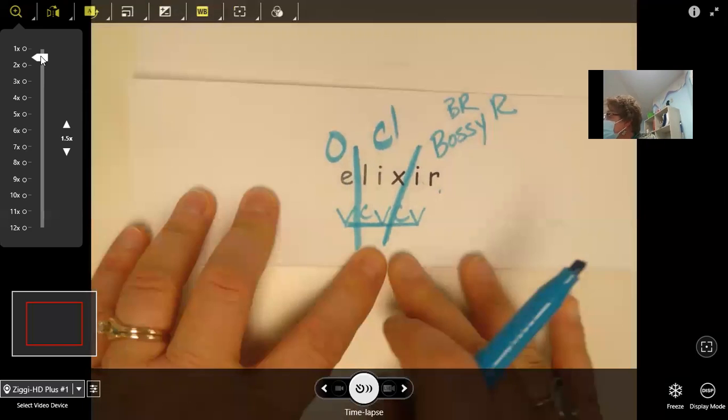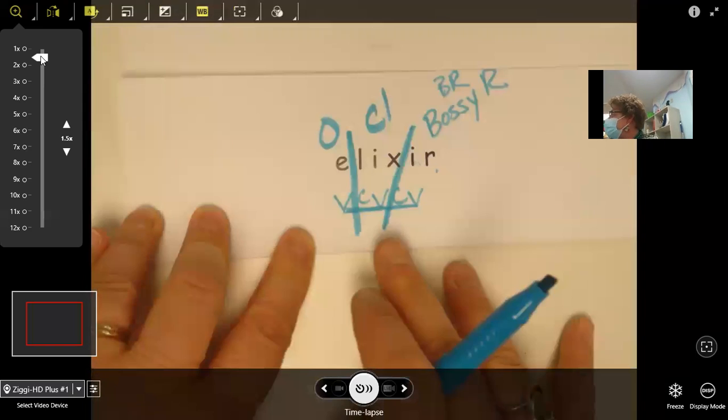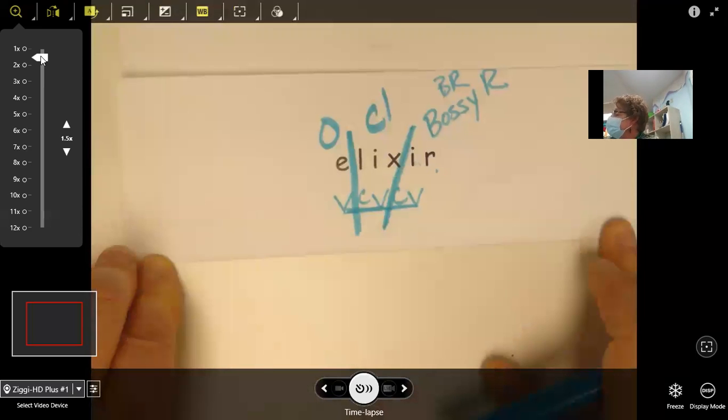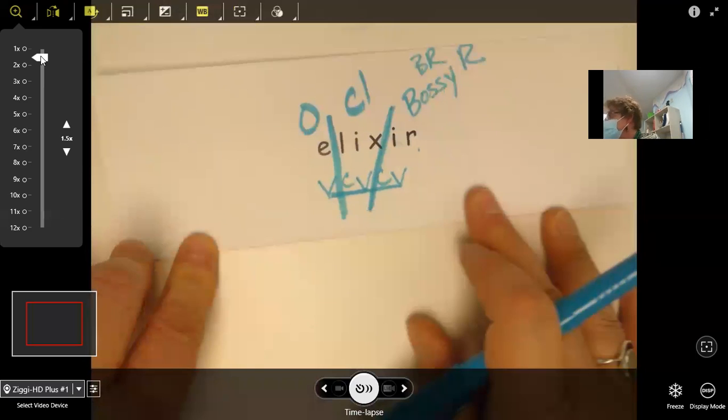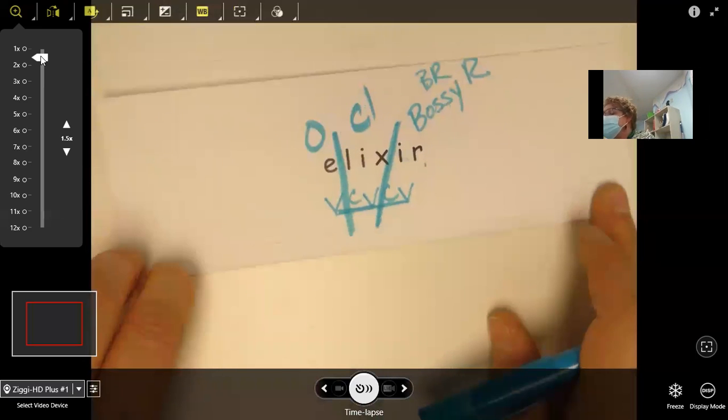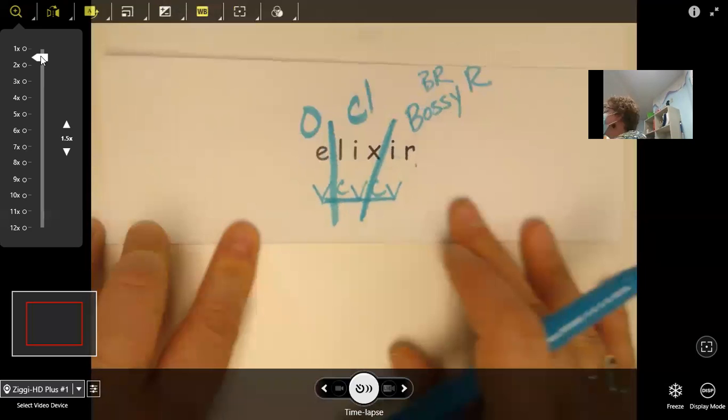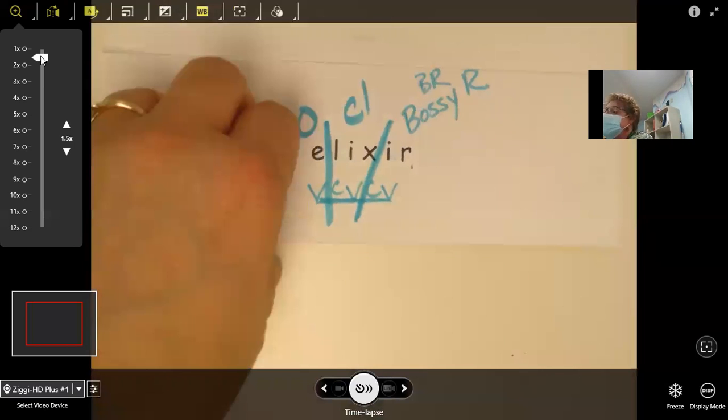So it's a liquid, right? In Harry Potter, it has special powers, right? So what else could it be? It could be a potion. It could be. Elixir also, it doesn't necessarily have to have magic powers, but it's used in that way for Harry Potter for sure. Last one.